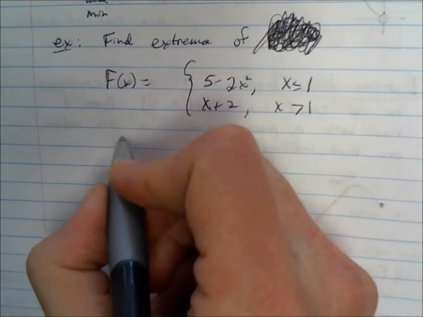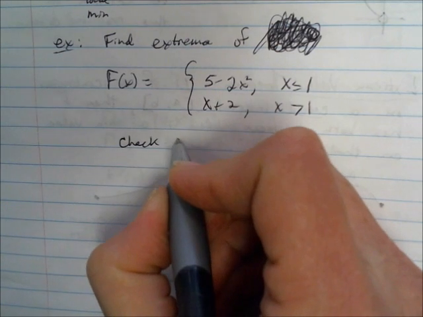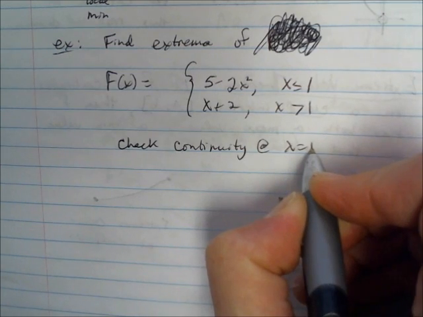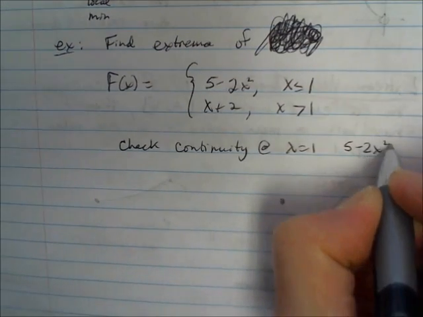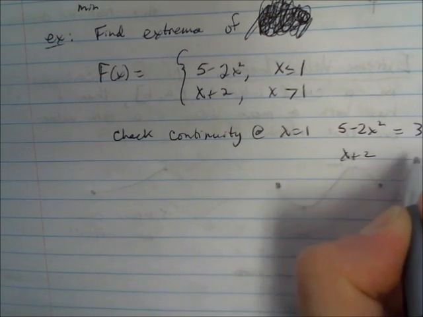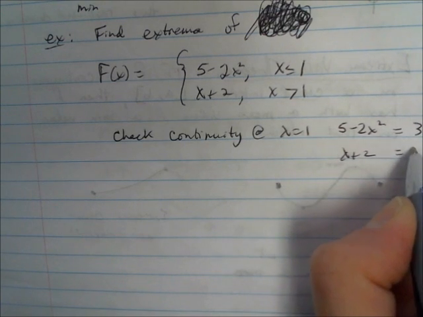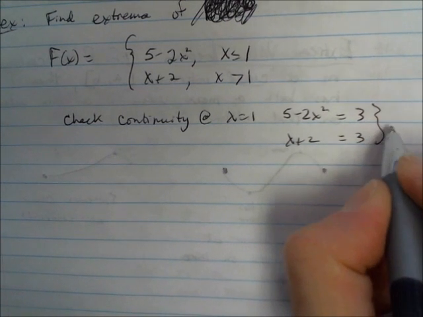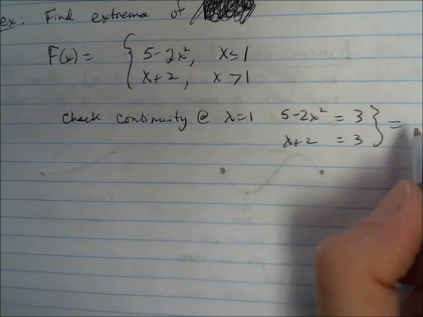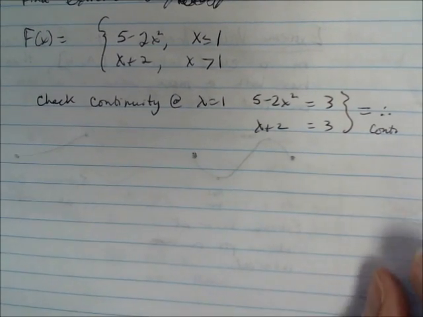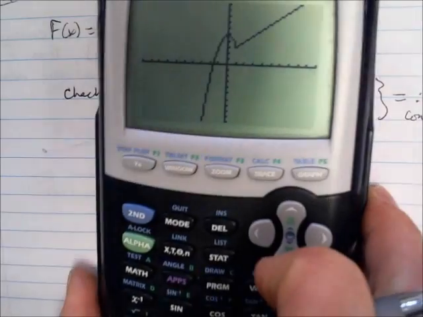But let's check continuity. At x equals 1, 5 minus 2x squared is equal to 5 minus 2, which is 3. And x plus 2 is equal to 1 plus 2, which is equal to 3. So because those two values are equal to each other, because 3 equals 3, that means it's continuous. So I'll say, therefore, it's continuous. So that's good. We've got a continuous graph here. And let's just make a little sketch of this on our notebook.